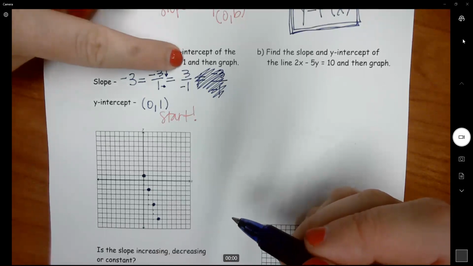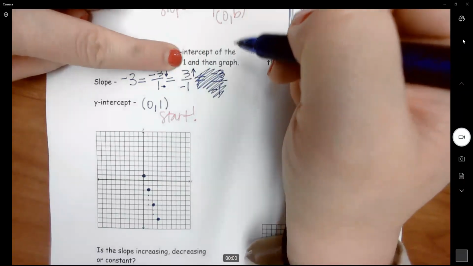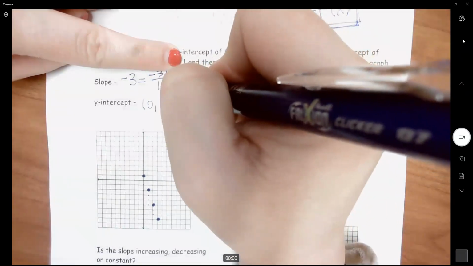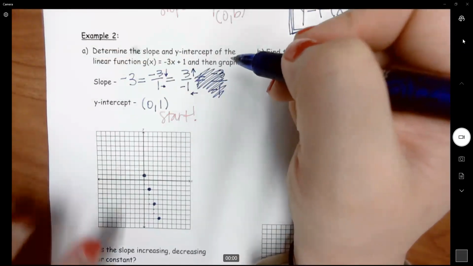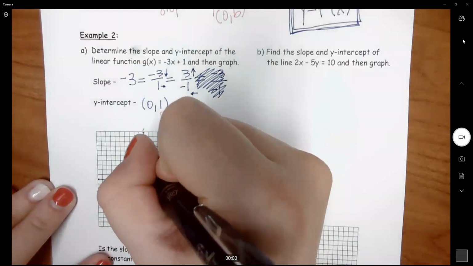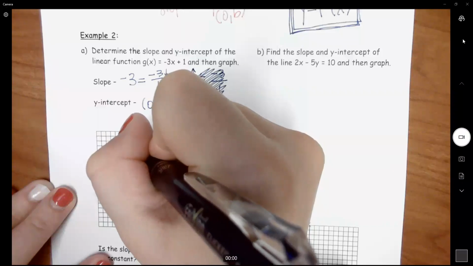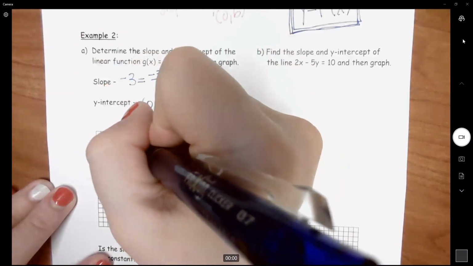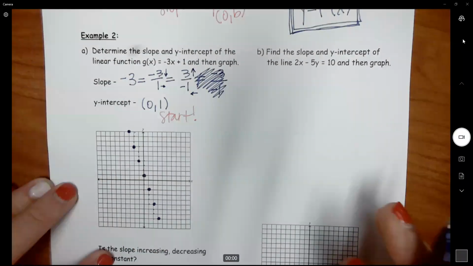We could have used this slope instead, which means my rise is positive, so I'm going to go up 3, but my run is negative, so I'm going to go to the left 1. So from this point, I'm going to go up 1, 2, 3, run a negative 1. Go up 1, 2, 3, run a negative 1. And I have room to do that one more time, up 1, 2, 3, run a negative 1.